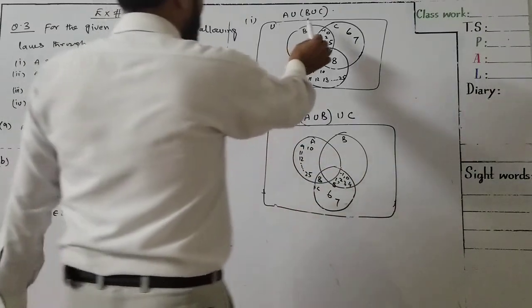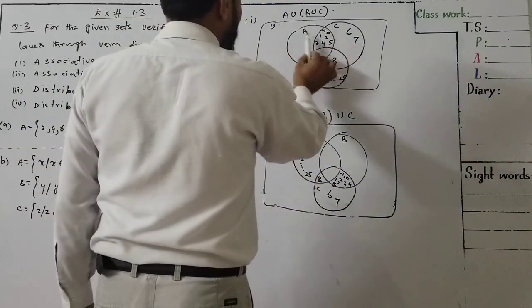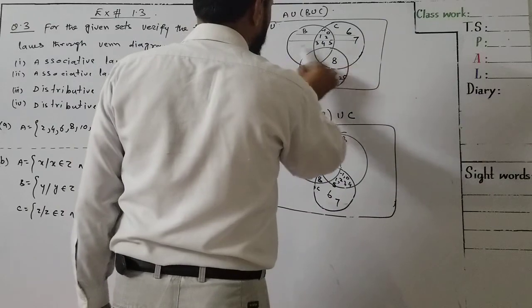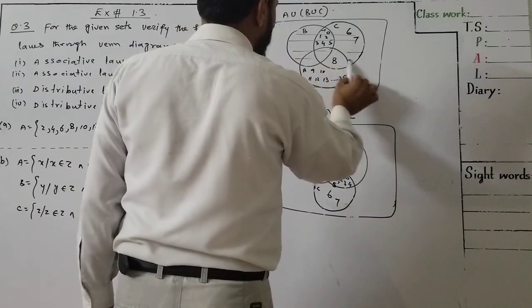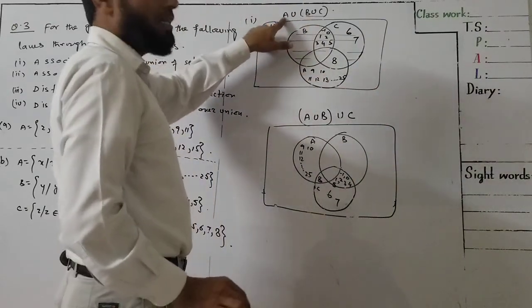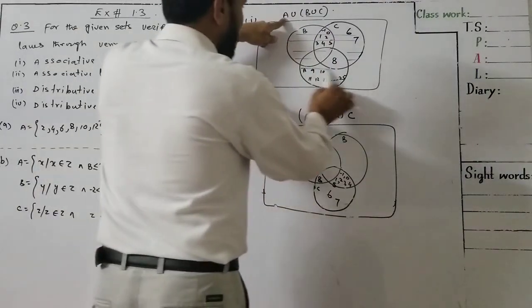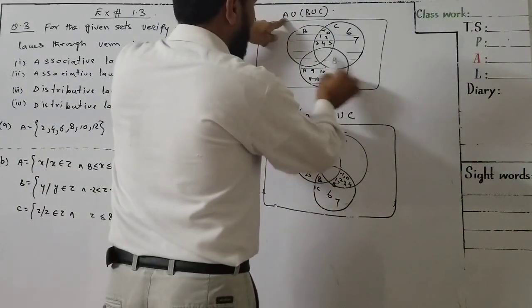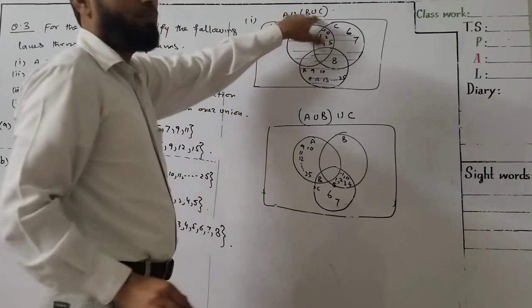So as we have to find B union C, we have to unite the portion of B and C. Then we have to unite set A also, so we have to shade set A also. This total region represents A union B union C.